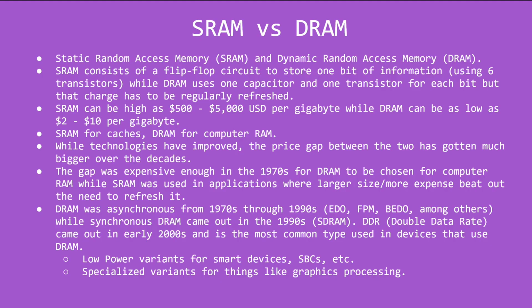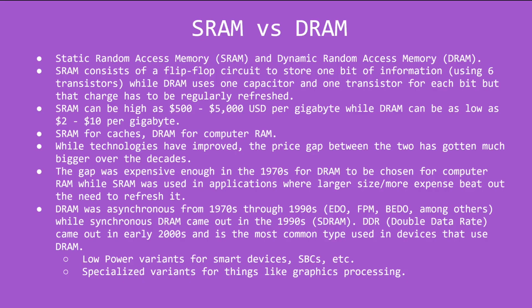DRAM, on the other hand, uses a capacitor and just one transistor for each bit, but the charge that's in the capacitor has to be regularly refreshed. Nowadays, that's measured in milliseconds, I think. But the price difference is the biggest sticking point. SRAM could be as high as $500 to $5,000 USD per gigabyte, while DRAM could be as low as $2 to $10 per gigabyte. Although with market RAM prices right now, DRAM is inflated by two to two and a half times.